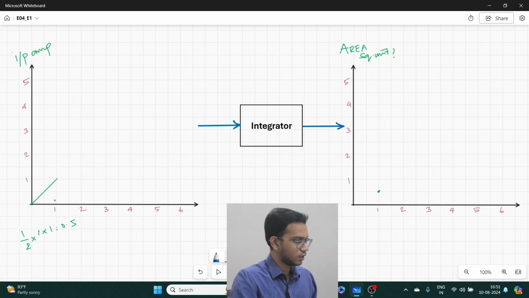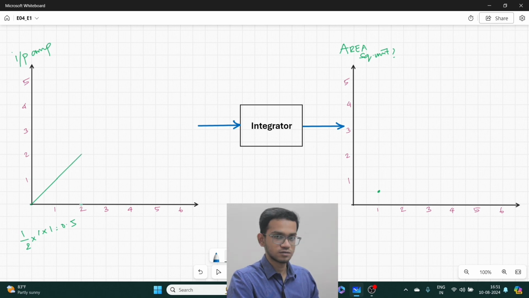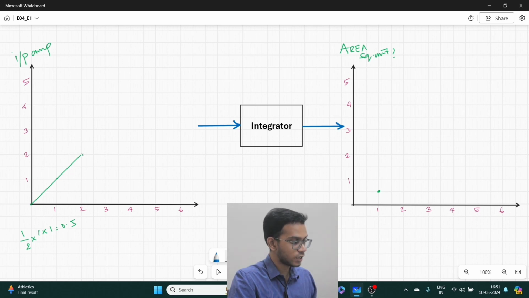Next, the curve continues to be increasing. It's a ramp, so it continues to increase. And at the second, my input value is 2. Now, what is the area under this whole curve? It will be the output of the integrator. This is again a triangle, so we have half times base times height, which is 2 square units. So at the second, that is when t is equal to 2 seconds, my output is 2.